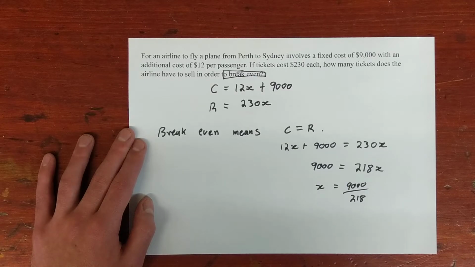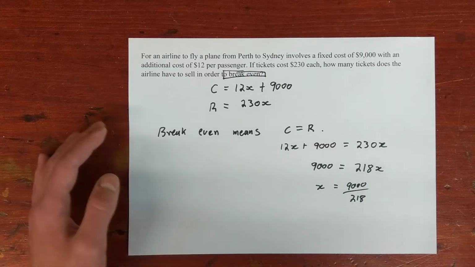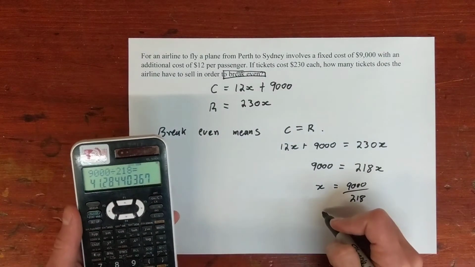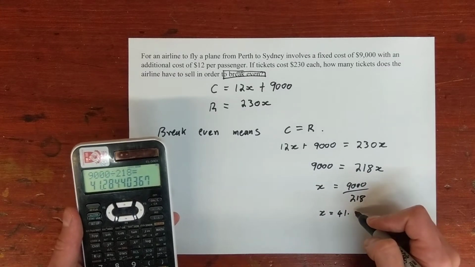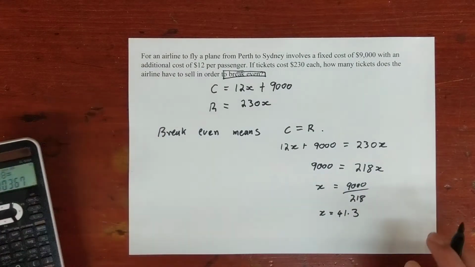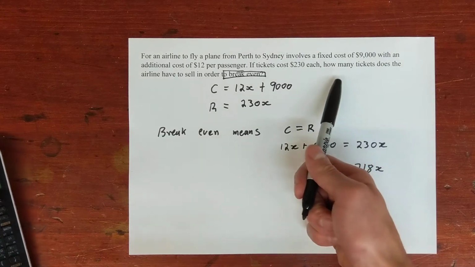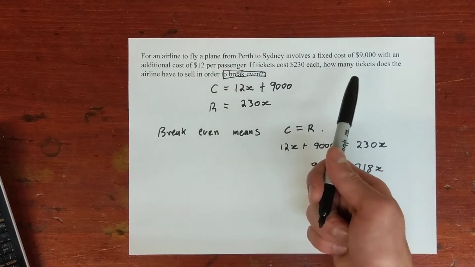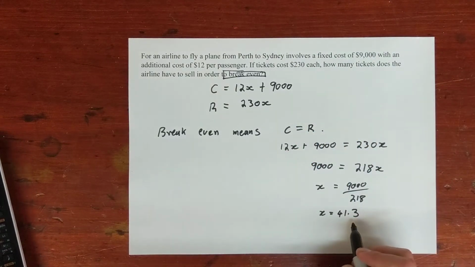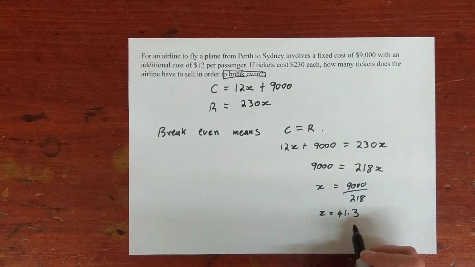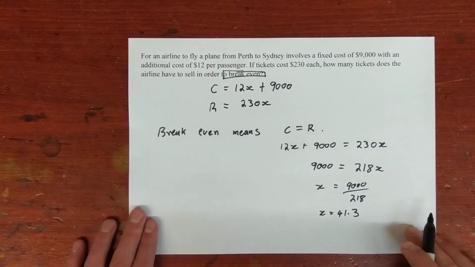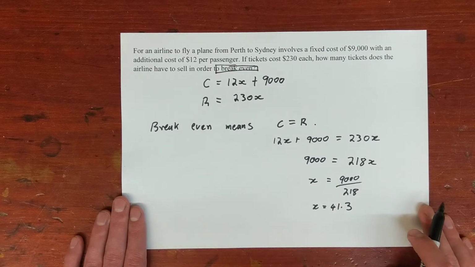And I'm just going to put that into my calculator, and we get that x equals 41.3. But this is an important step. The question was, how many tickets does the airline have to sell? Ordinarily, if I got an answer of 41.3 and I wanted to round that to a whole number, I would round it down to 41.